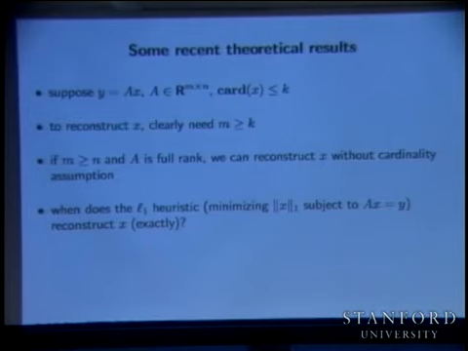So it's trivial. The interesting part is where m lies between k, that's the known sparsity of the signal, and the number of parameters. And the question is, when would the L1 heuristic, that's minimizing norm x1 subject to Ax equals y, and notice how simple the set C is, it's the set of x such that Ax equals y, when would it reconstruct x exactly? That's the question.